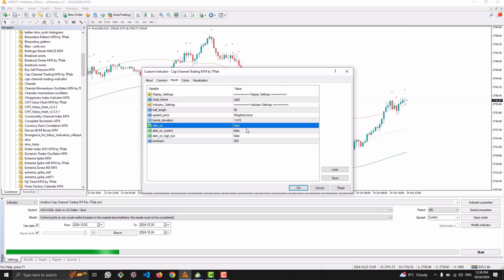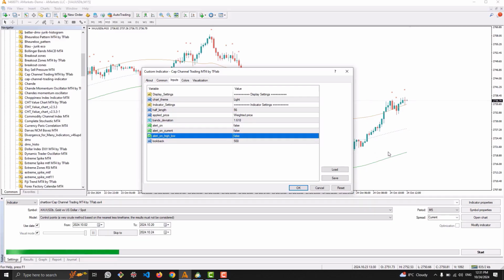The next option is for setting up alerts. If this option is enabled, it will issue an alert when the price breaks the channel upwards or downwards. The next option, if enabled, will issue an alert while the candle is still open and does not wait for the candle to close. If it is false, it will issue the alert after a candle closes.